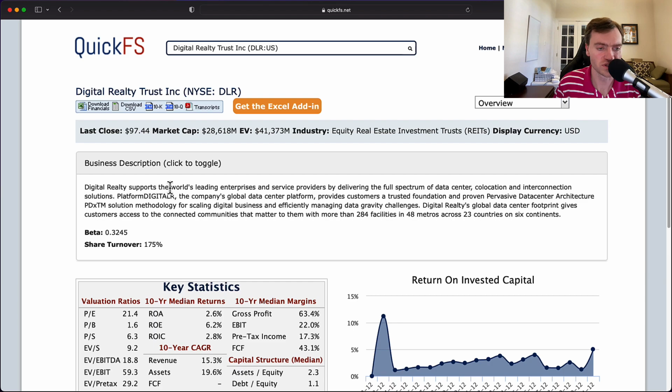Digital Realty supports the world's leading enterprise and service providers by providing full spectrum data center, co-location, and interconnection solutions. It's an interesting business. It gives access to connected communities, has 284 facilities in 48 metros. So data center architecture, that's a very interesting REIT business. Never heard of one like that before.